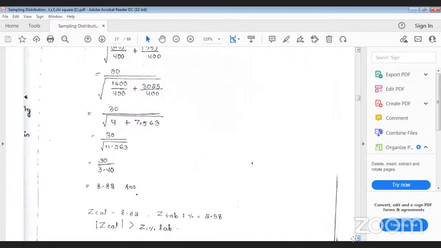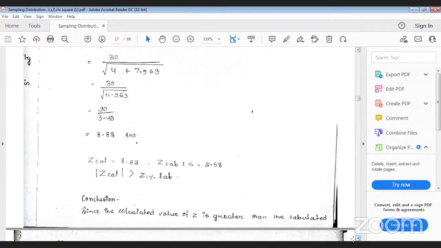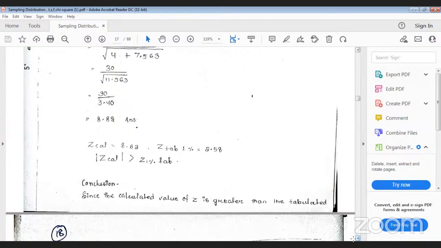Next, the calculated value we have got is 8.82. So the modulus of the calculated value is the same, 8.82. Then the critical value, or tabulated value of Z at 1% level of significance, is 2.58, but at 5% it is 1.96. Remember this for the two-tailed test. Two-tailed test at 5%, Z value is 1.96. Two-tailed test at 1% level of significance, Z tabulated value is 2.58.